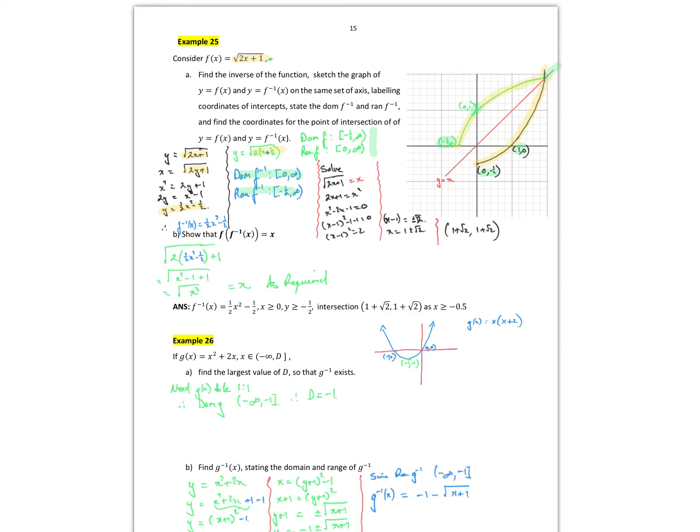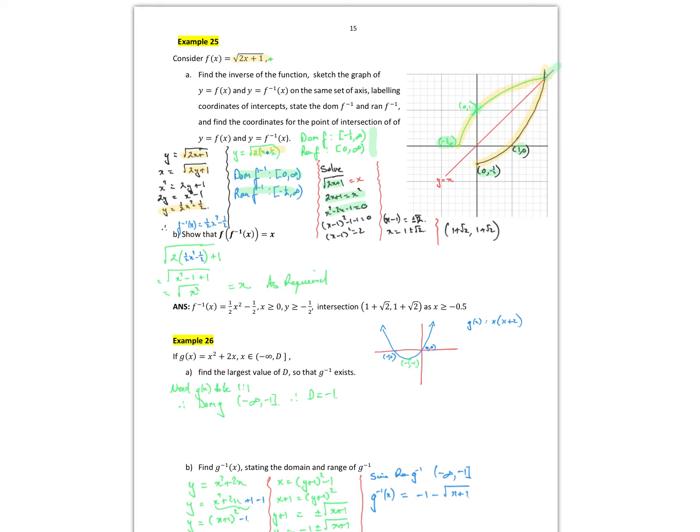Find the coordinates for the point of intersection. So in this case, I've got the square root of 2x plus 1. Now, I could let the two equations equal each other, is equal to a half x squared minus a half. But it's actually normally easier if we just solve one of the functions equal to x. So I've taken the square root of 2x plus 1 equal to x. We could have done a half x squared minus a half is equal to x, and we would get the same result. So if I square both sides here, I get 2x plus 1 equals x squared. Take the 2x and the 1 across.